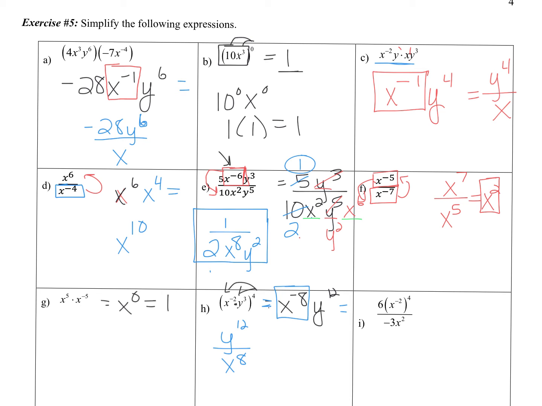In letter I, I have power to a power. I'm not really distributing, so I'm going to multiply these exponents. So I get 6x to the negative 8th, negative 3x squared. Move the negative exponent. So now we have 6 over negative 3x squared, x to the 8th. We will have x to the 10th in a second. And here, this becomes a negative 2. I'm just going to leave it in the numerator. That becomes a 1. I'm just choosing where to put the negative sign. So I have negative 2 over x to the 10th.